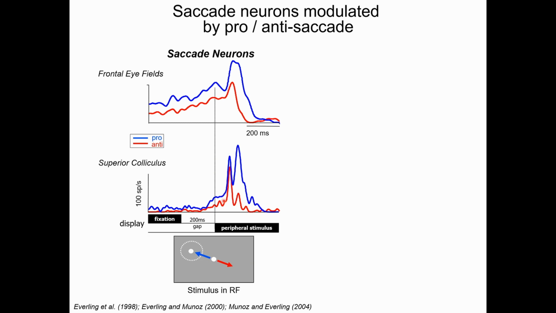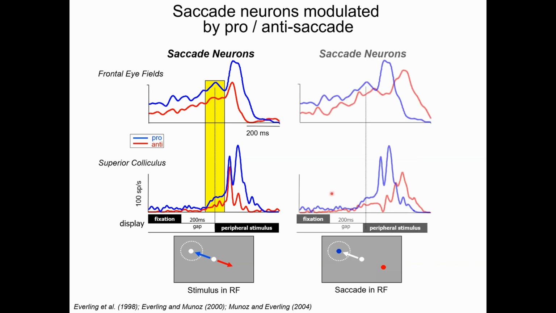What did change, it looked like, was the baseline activity that visual response was riding on. On the pro-saccade trials, this cell had more activity and more buildup during the gap before the stimulus came on than on anti-saccade trials. On anti-saccade trials, it looks like this cell's just being clamped off so that this visual response won't cross the threshold to trigger a saccade.